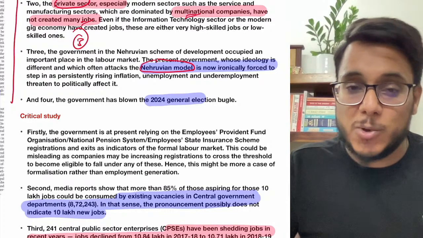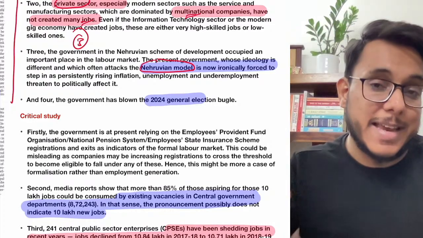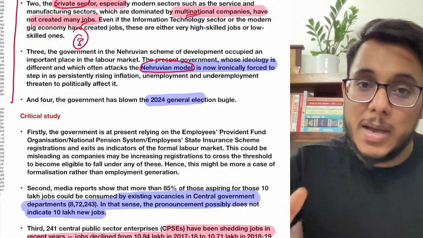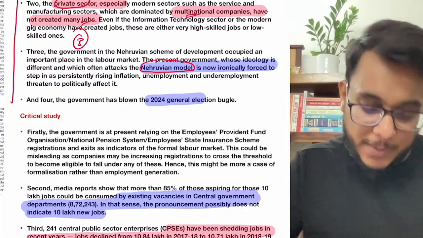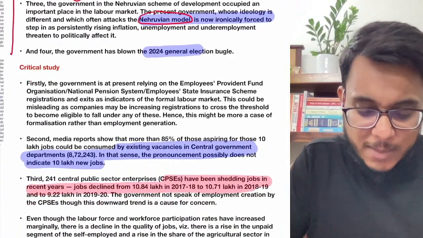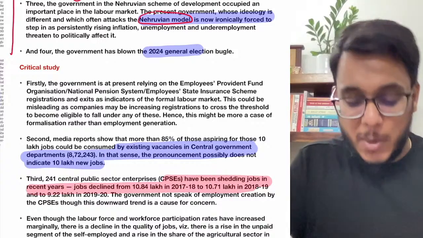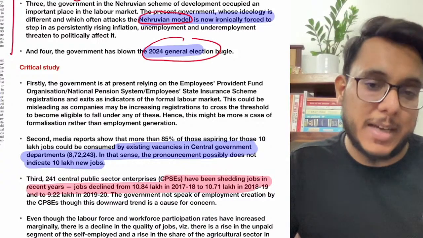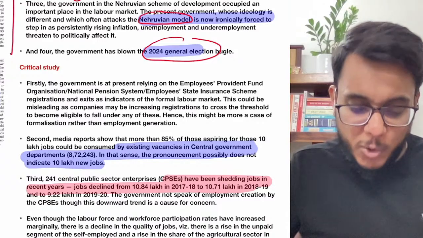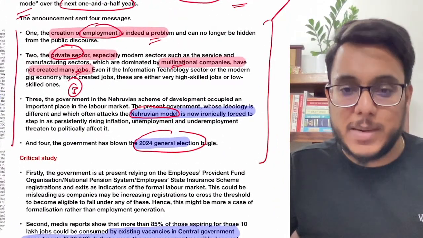Now what the government is doing is saying that it will fill the vacancies. So basically, the social welfare model, the Nehruvian model, the government is again adopting. And next it is said that it is nothing but the government's attempt to woo people for the upcoming 2024 elections. So these are the four conclusions that have come from the government's announcement.